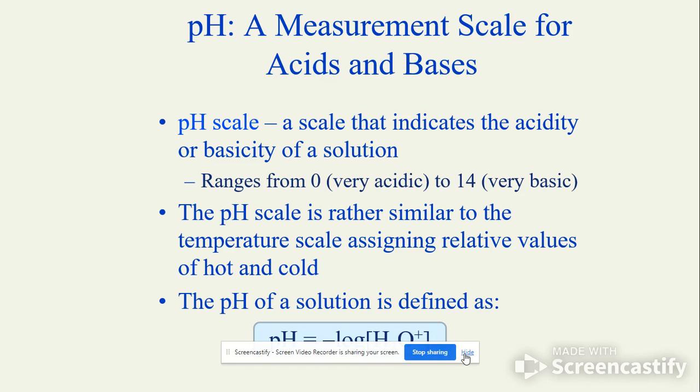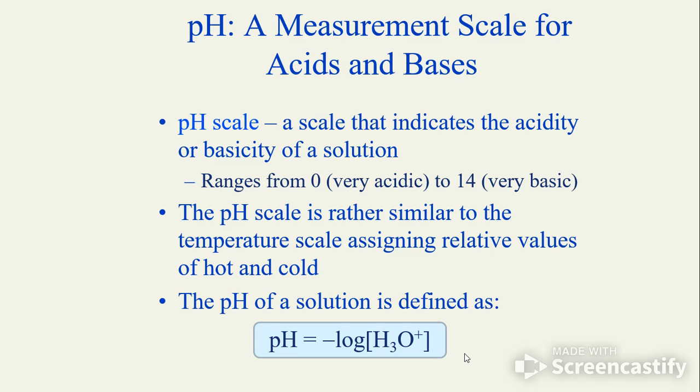about pH measurements and calculations for acids and bases. Basically, a pH scale indicates the acidity or basicity of a solution. It ranges from 0, meaning very acidic, to 14, meaning very basic. The pH scale is rather similar to the temperature scale, assigning relative values of hot and cold temperatures.